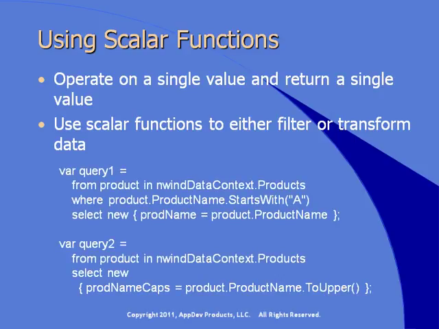So here we have two queries. The first will do a filter, the second will do a transform. Query 1 goes into the products table, and we're going to bring back product names where the product name starts with A. So StartsWith is a .NET Framework method on the string class. It's actually an extension method of the string class. The product name is a string. We want all of the product names that start with the letter A. And then we'll bring back product name, and we'll rename it ProdName.